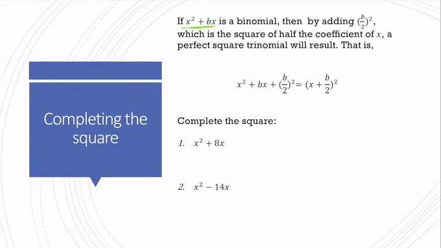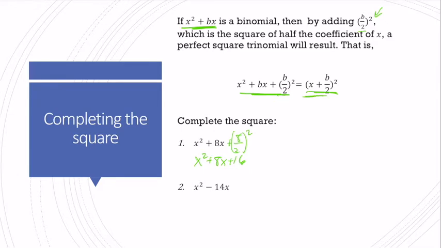So if I have x squared plus bx, which is a binomial, if I add my middle term divided by 2 and then squared, it's going to make it so that I can factor as a perfect square. So let me show you how that works. If I have x squared plus 8x, I'm going to add 8 divided by 2 squared. Well, 8 divided by 2 is 4. 4 squared is 16. So I have x squared plus 8x plus 16.